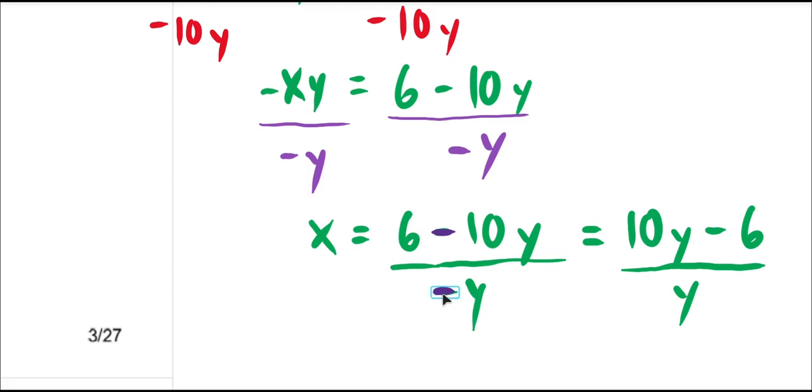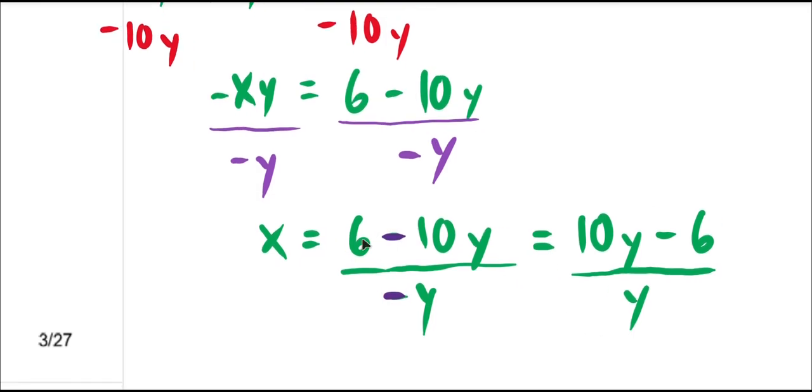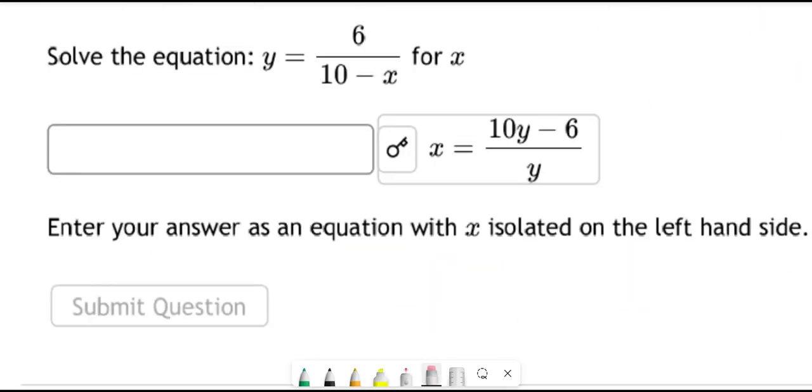We can get rid of this minus symbol by reversing the order of subtraction. Reversing the order of subtraction would pull out a negative 1 here, and that would cancel with the negative 1 on the bottom. And so we could really write this most simply as 10y minus 6 over y. Checking our answer, that is indeed the form that they wanted it in.